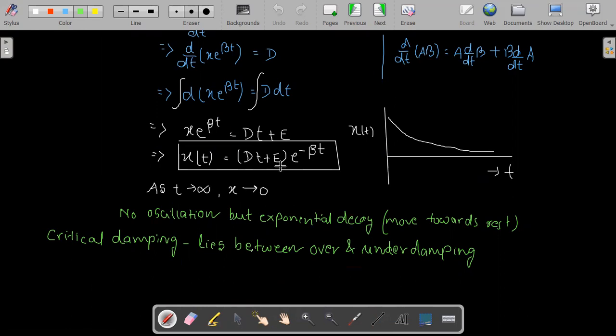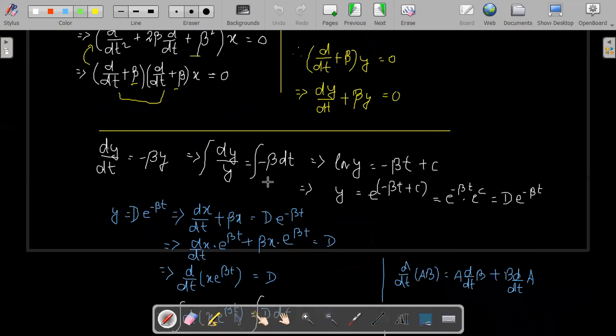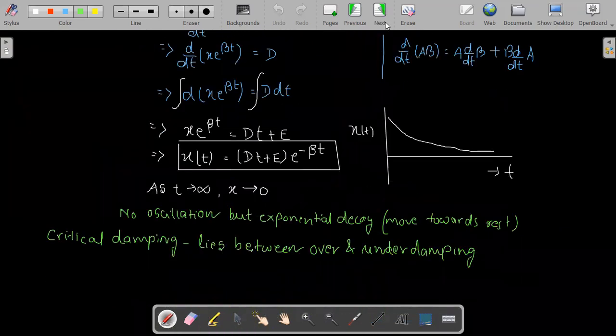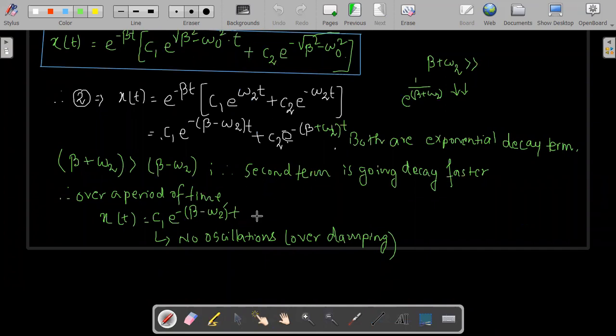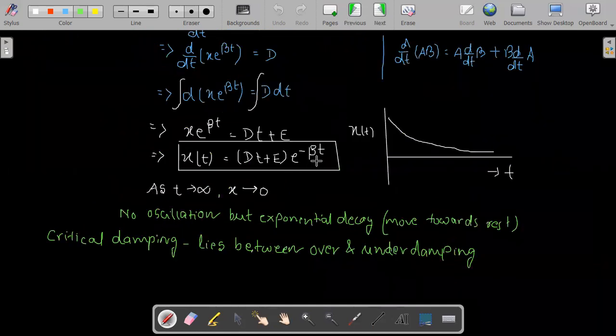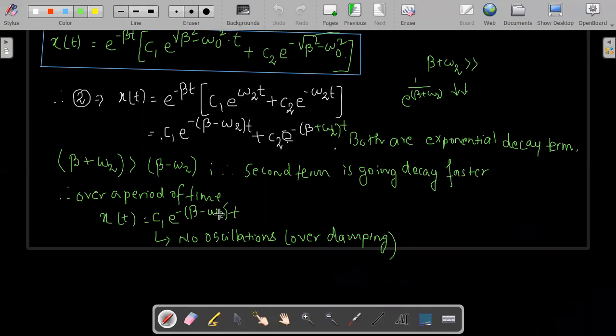So what is the basic difference between the third case, where beta square is equal to omega naught square, the case of critical damping, and the fourth case, which is the case of overdamping? Both have the exponential term. But if you look carefully, in overdamping it basically takes more time to decay compared to critical damping, because it's beta minus omega 2, but in the critical case it's just beta t. So this value beta is larger compared to this, which is a smaller value. With a larger value, the decay time would definitely be less. So you have to keep that in mind.